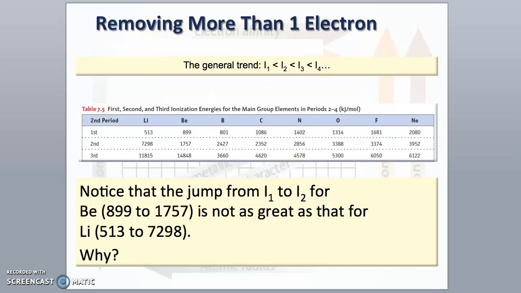This slide shows some actual values of ionization energies. The large jump in energy between the second and third ionization energy for beryllium is due to reaching a noble gas configuration. Lithium is in group 1, so it makes sense that the second ionization energy would be much greater than the first.